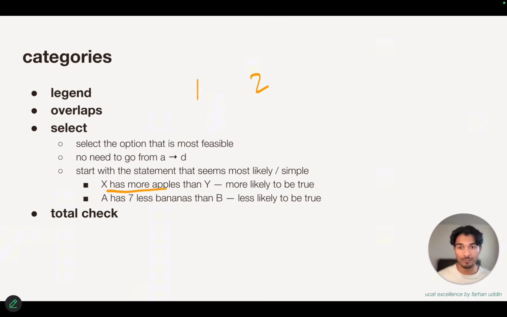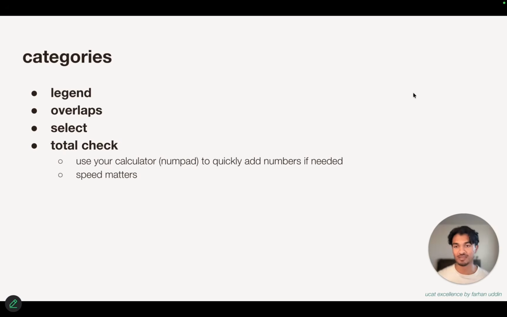it can have 2 more apples, it can have 143 more apples. It doesn't matter as long as it has more apples than Y. Now, for this to be true, it can't be 5, it can't be 6, it has to be 7 exactly less bananas than B. So that's less likely to be true. Now, the last step is the total check.